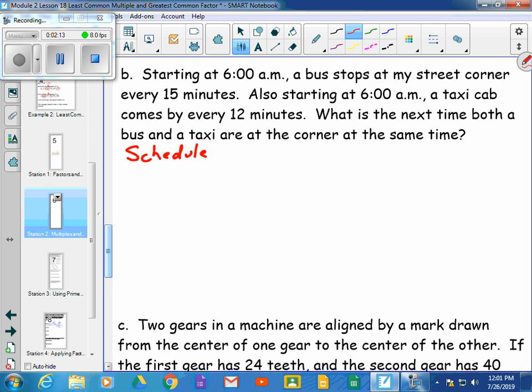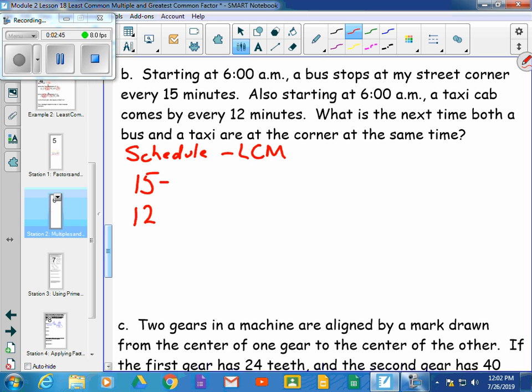The bus has a schedule where it travels a certain time, and the taxi has a schedule of traveling at a certain time. They're starting at the same point, and we want to know what time it will be when they're at the same point again at the same time. That's a clue that we're going to find the least common multiple. So I'm going to find the least common multiple of 15 and 12.